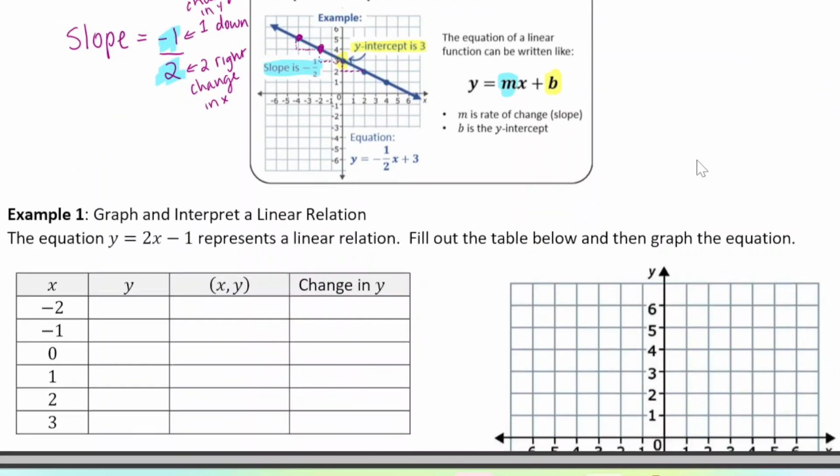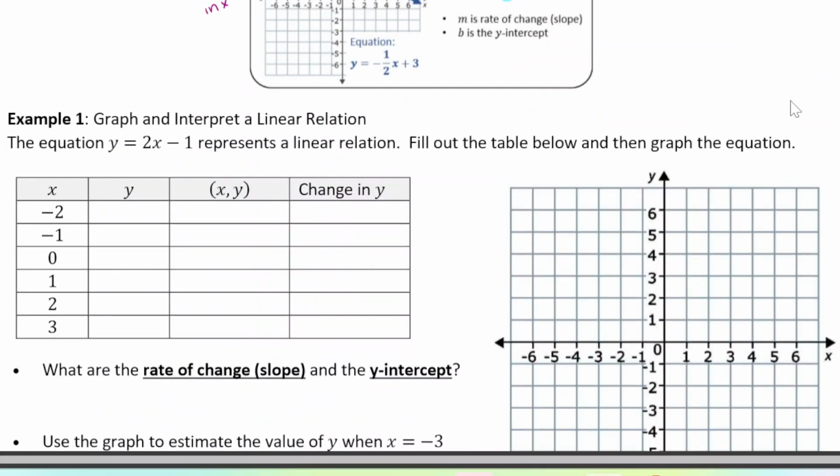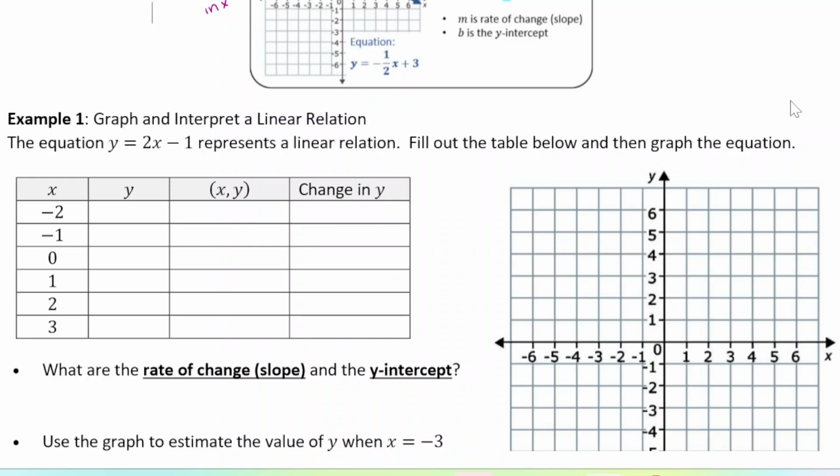Okay. So let's graph this equation. It says example 1, graph and interpret a linear relation. First we're going to make a table of values and then we're going to graph this. This is the only time we're going to make a table of values. All the other equations we're going to just graph right from the equation, but the first time we'll do it with a table just so you can see where all the patterns are coming from.